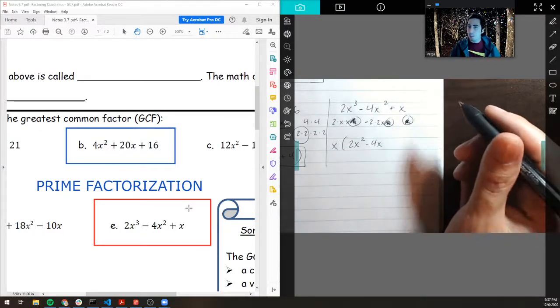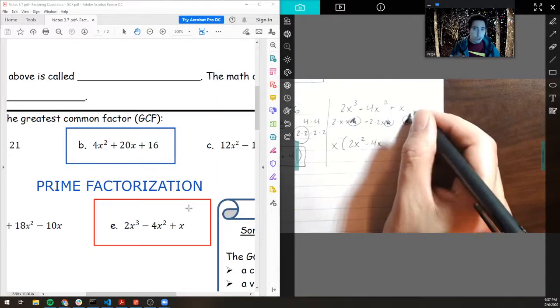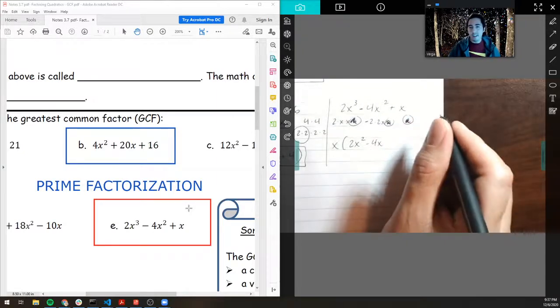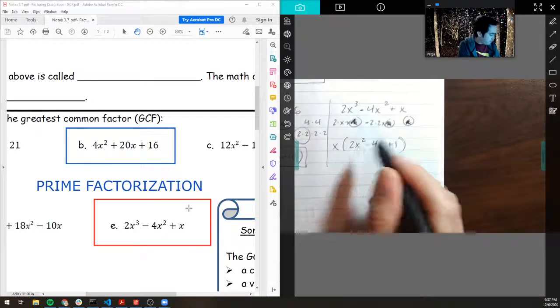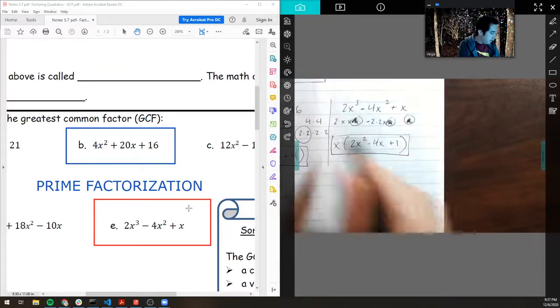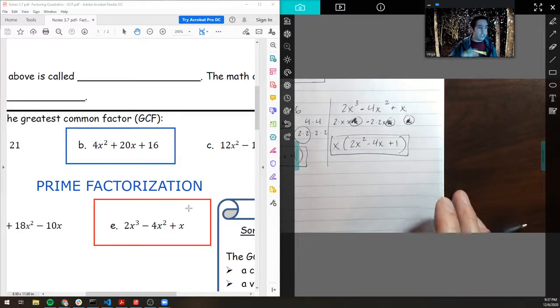You can always think about the 1 being there. You could say x is really x times 1, so we factor out the x, but there's still the 1 there. So I'm going to put a plus 1 there. And there it is, factored. You found the GCF. The greatest common factor here is the x.